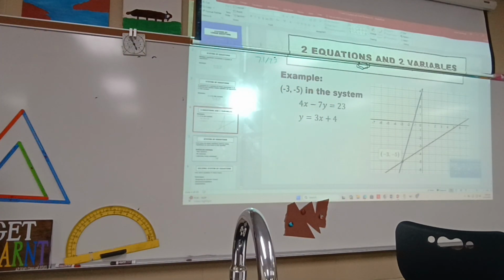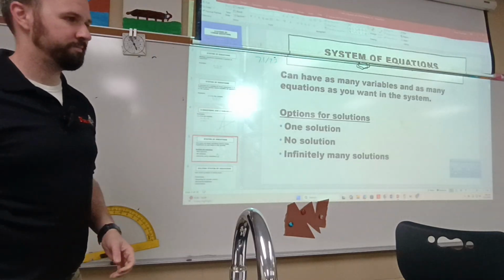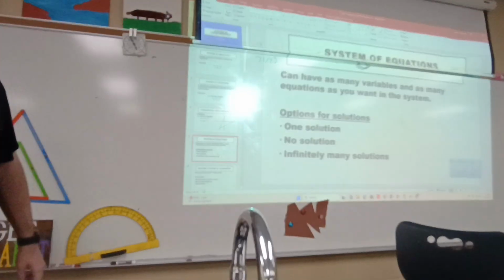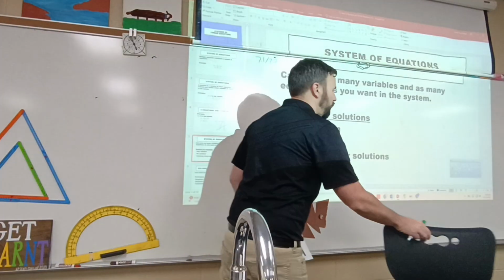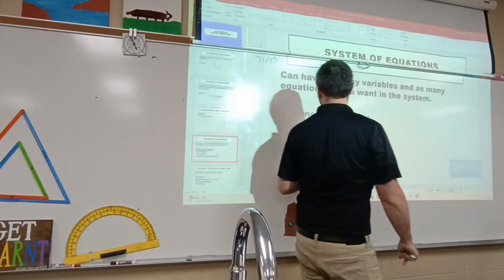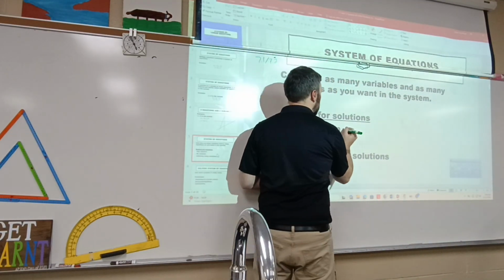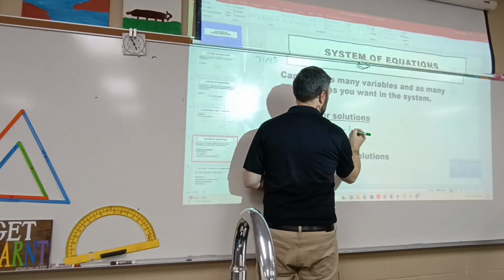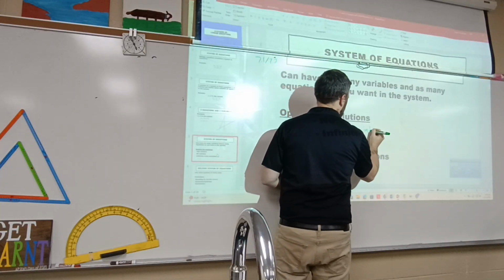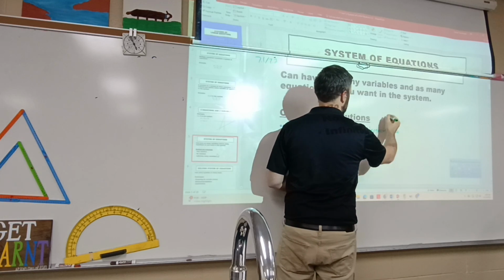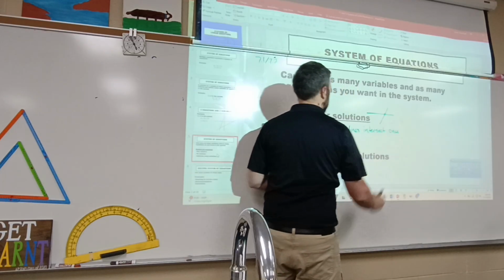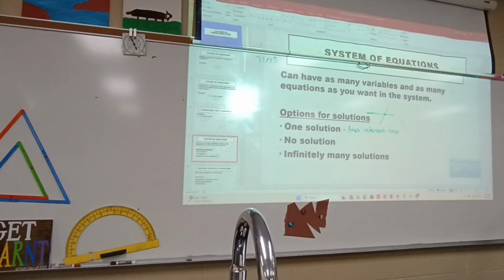Not going to spend a lot of time on this because I want to go to this slide. I'm going to give you some key terms that you're going to want to know. When I am solving these systems, I can have one solution. If there's one solution, that means those two lines intersect once. So there is one point that they both share that makes it true.